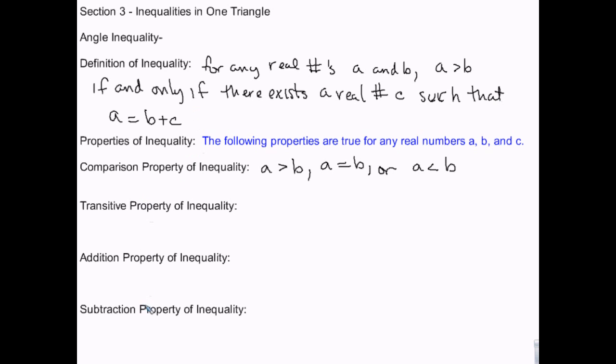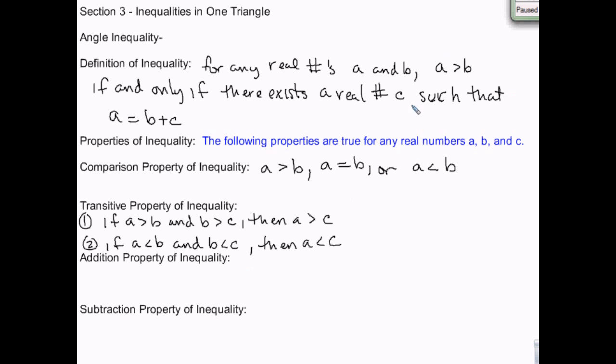And then these properties we've had before with equality and also with congruence. And so they're the same as they were before. Okay, so we have the transitive property for both greater than and less than. It says that if A is greater than B and B is greater than C, that means A is greater than C. So if I put a number in here, 5 is greater than 3 and 3 is greater than 2, then 5 is also greater than 2.